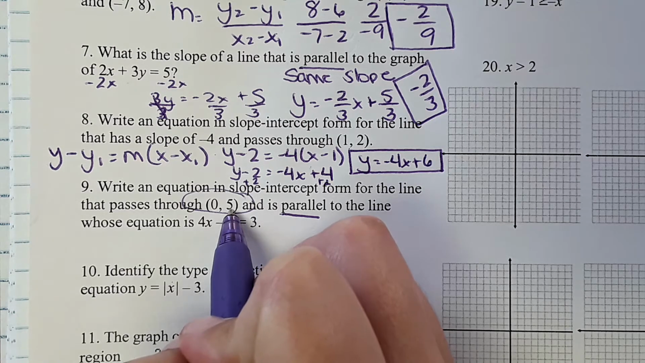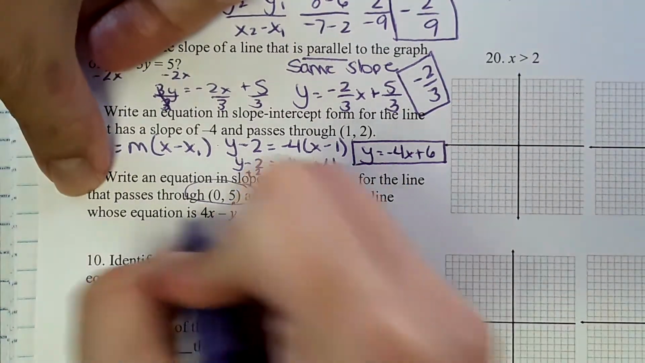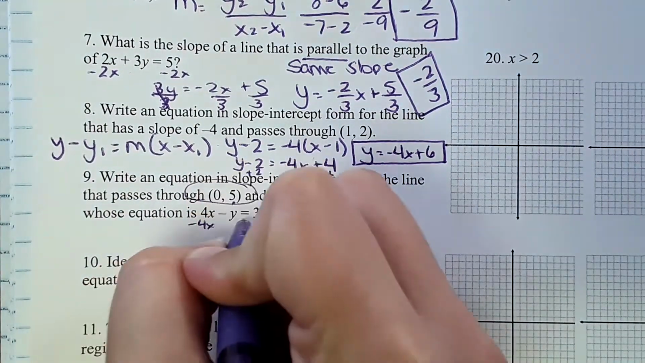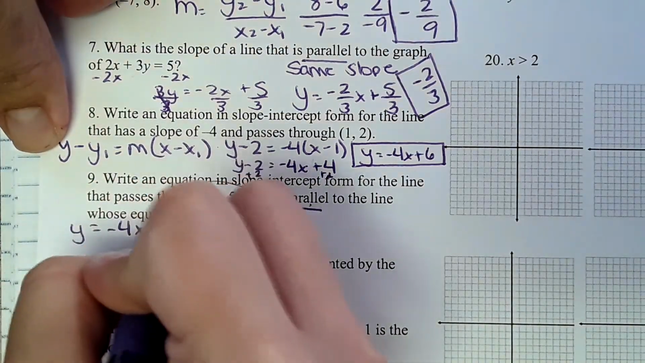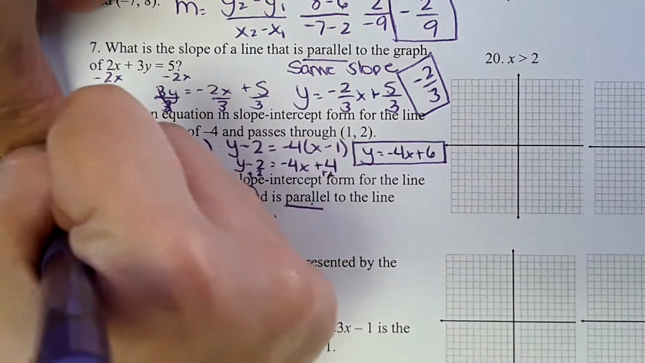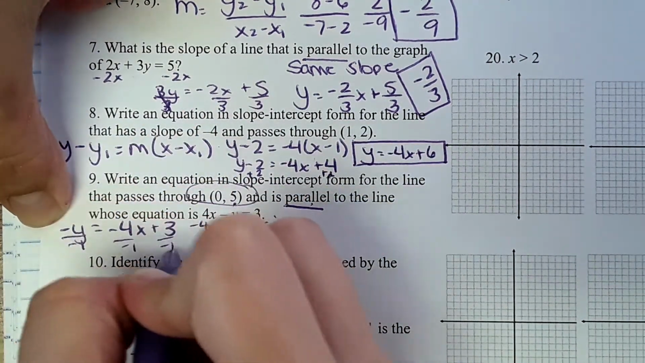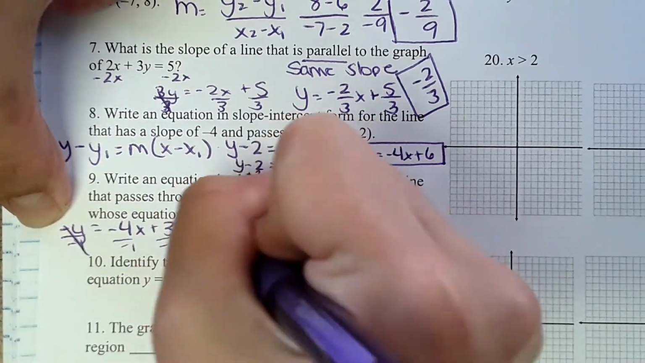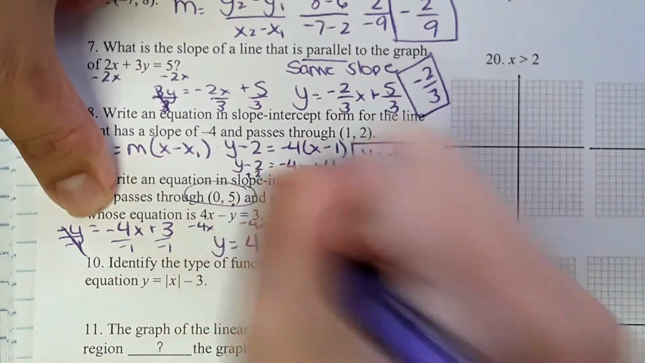Okay. So for parallel, we need to find the slope of this right here. I'm going to subtract 4x, get it on the other side. y equals negative 4x plus 3. Then, oh, this is negative, so I need to get rid of that negative. Divide by negative 1. y equals 4x minus 3.